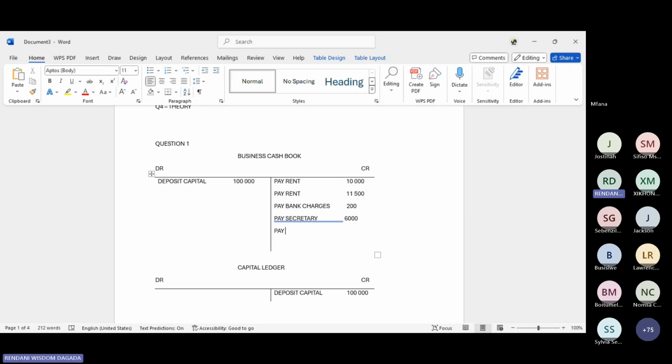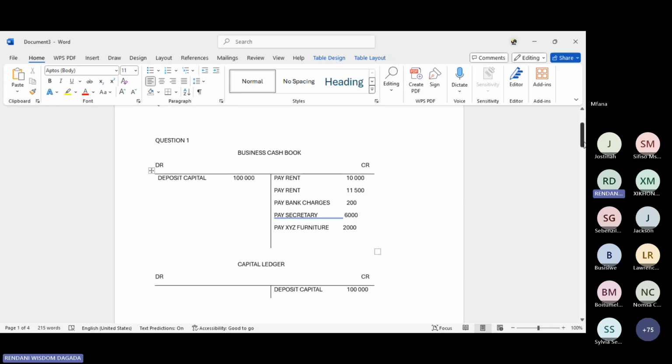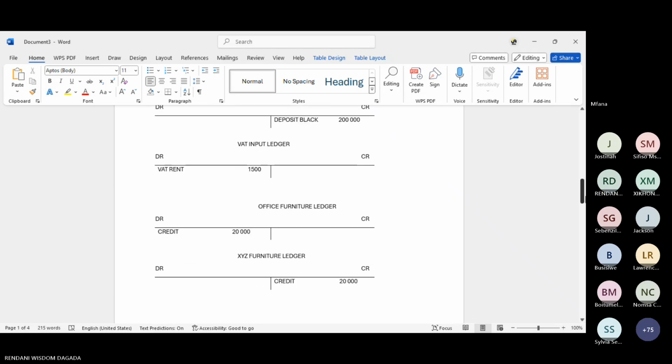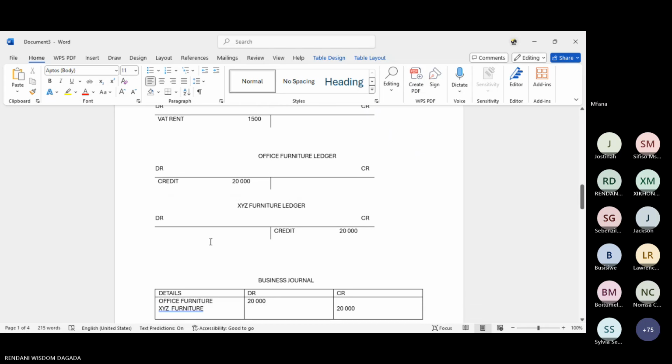You pay XYZ Furniture 2,000. That was the first installment. We are going to do double entry on the XYZ General Ledger. Pay XYZ Furniture. The amount was how much? 2,000. Okay, we just answered that one. Let's continue.